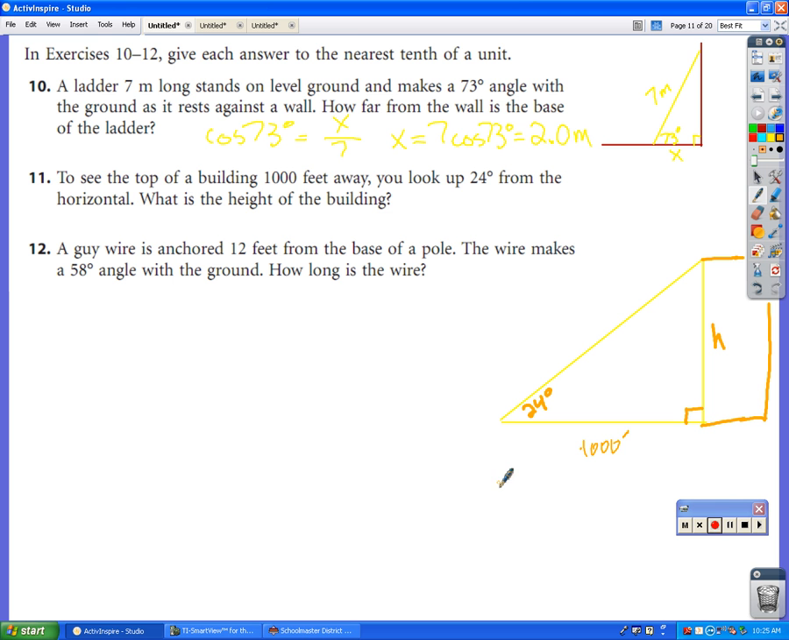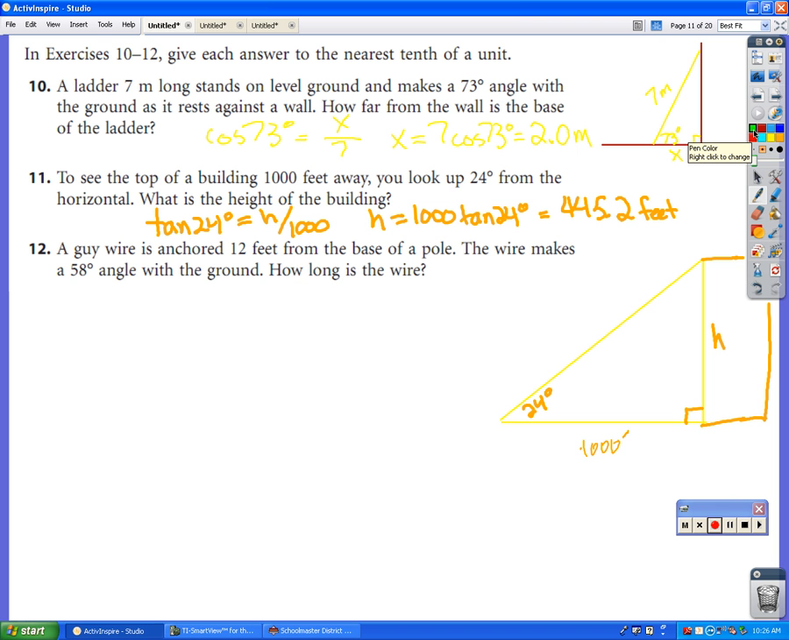So the tangent of 24 degrees equals the opposite side, which is what we're trying to find, divided by the adjacent side, which is 1,000. So since the variable is on top, I'm going to multiply both sides by 1,000. And so my answer is going to be 1,000 times the tangent of 24 degrees, which is 445.2, what are our units, feet.